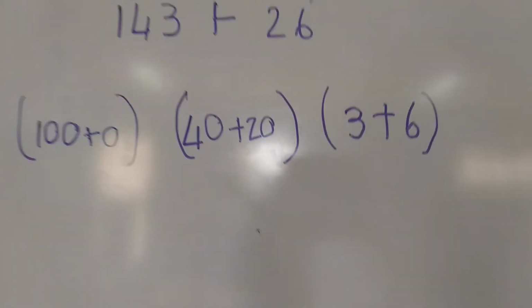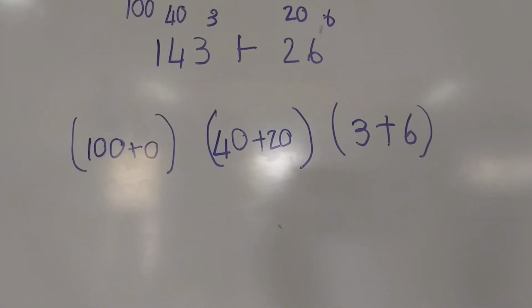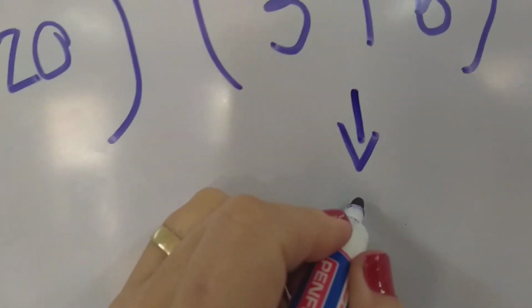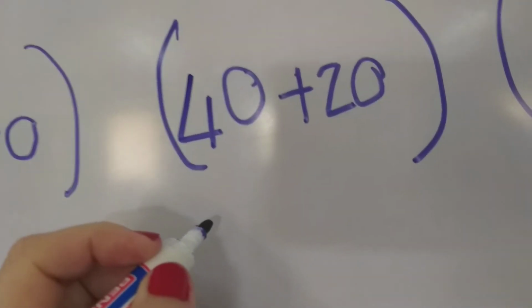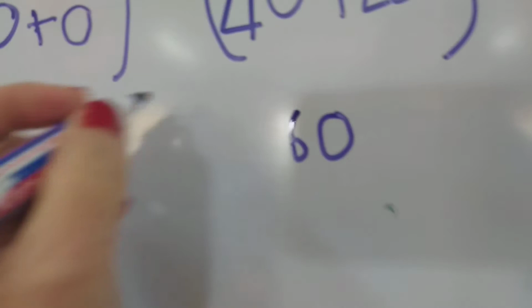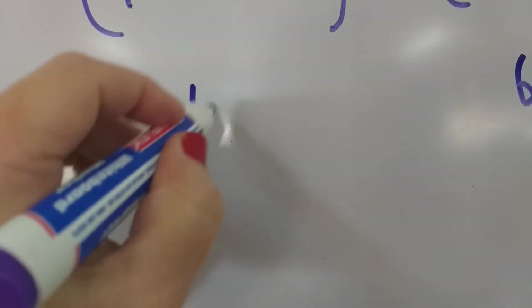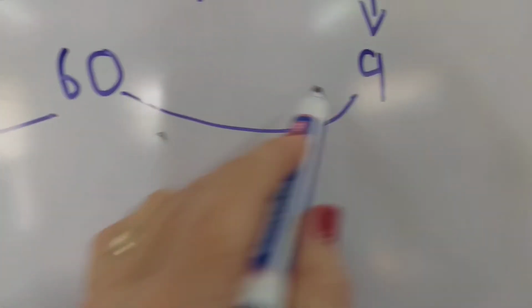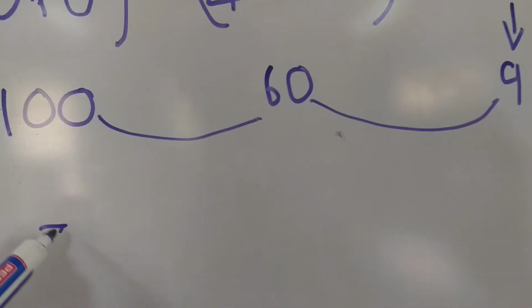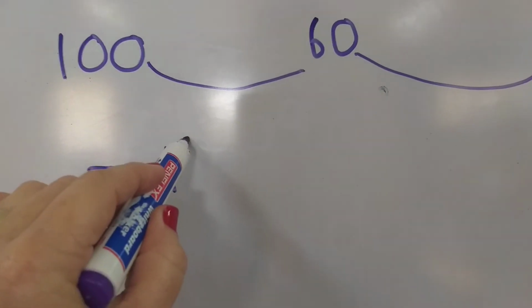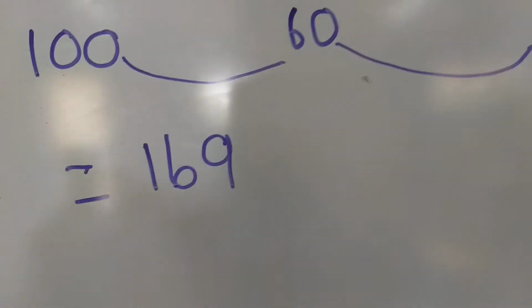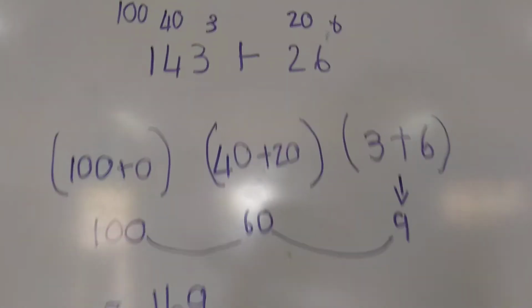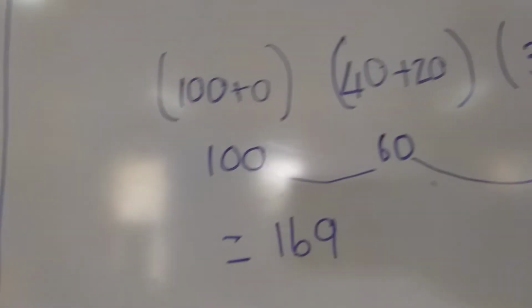That is not our final answer. We now have to still add these little totals. 3 and 6 is 9, 40 and 20 is 60, 100 and nothing is 100. Put those numbers together, and we have 169.